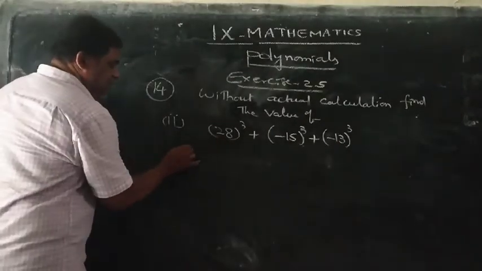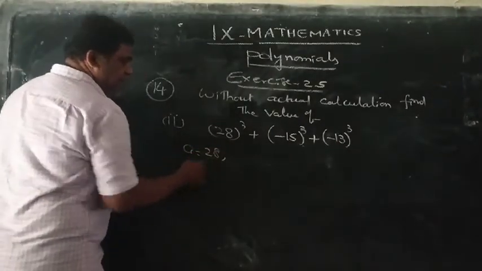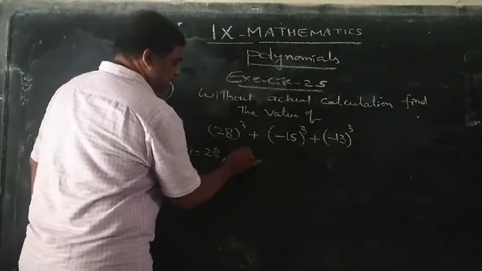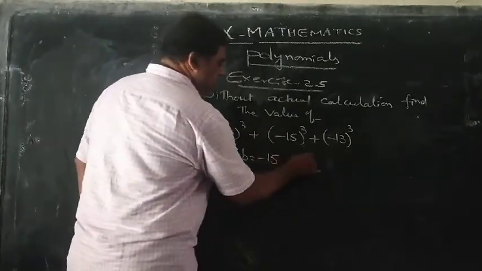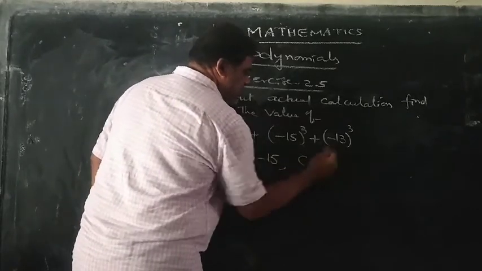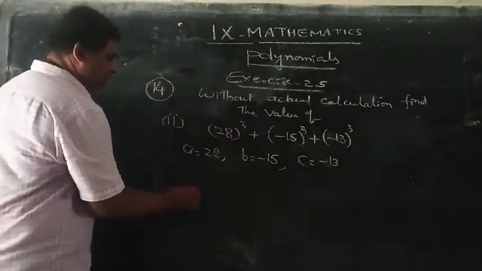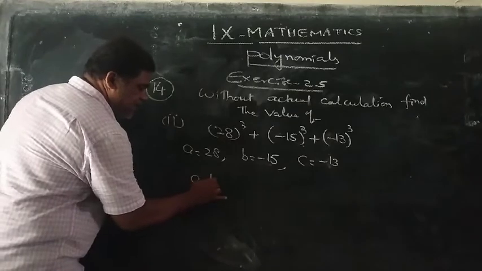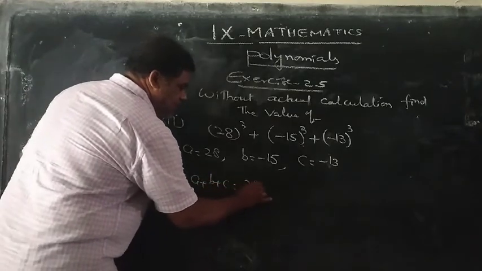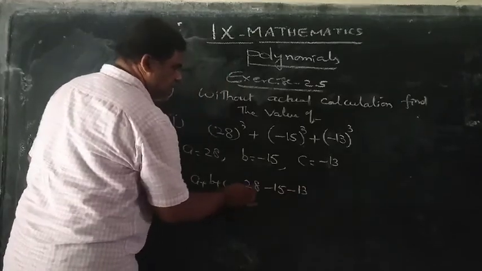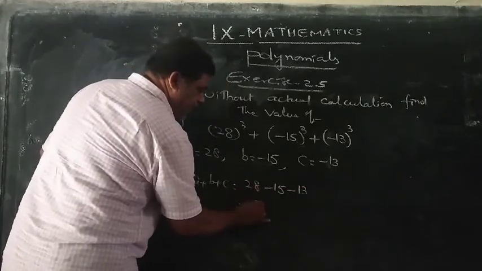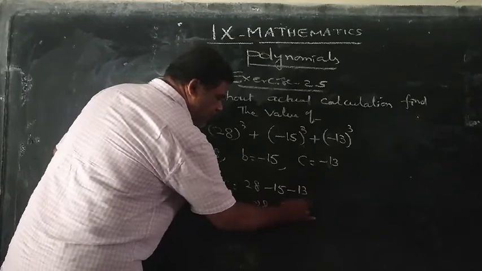First number we have to suppose as A, that is A value is 28. Second number we have to suppose as B, that is minus 15. Third value we have to suppose as C, that is minus 13. First let us check A plus B plus C value, that is 28 minus 15 minus 13. So it is 28 minus 28, which is 0.